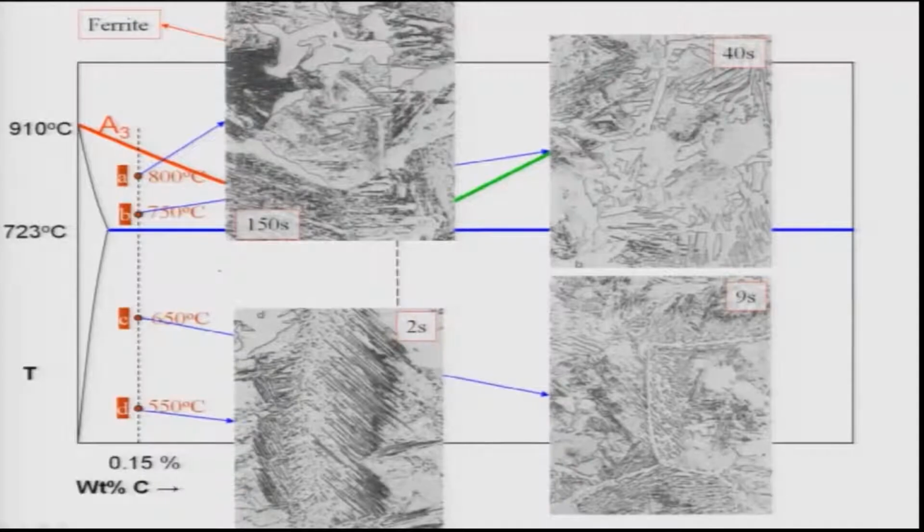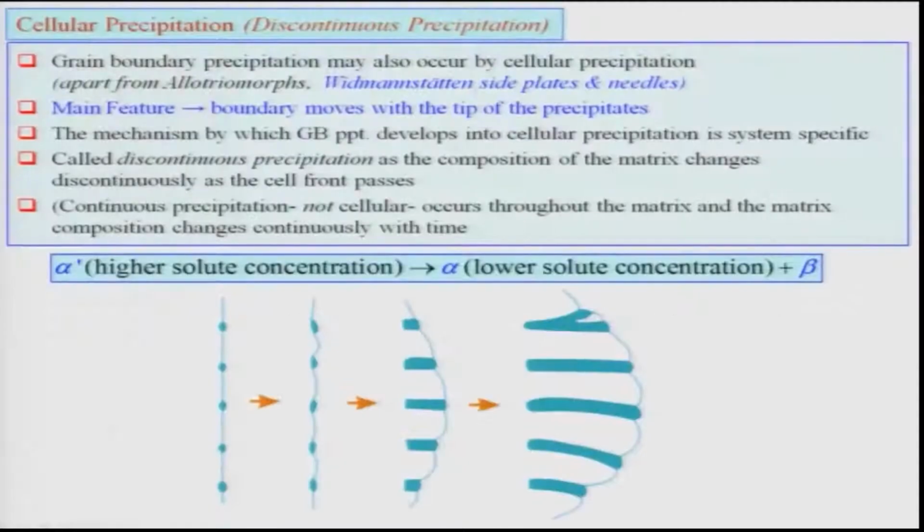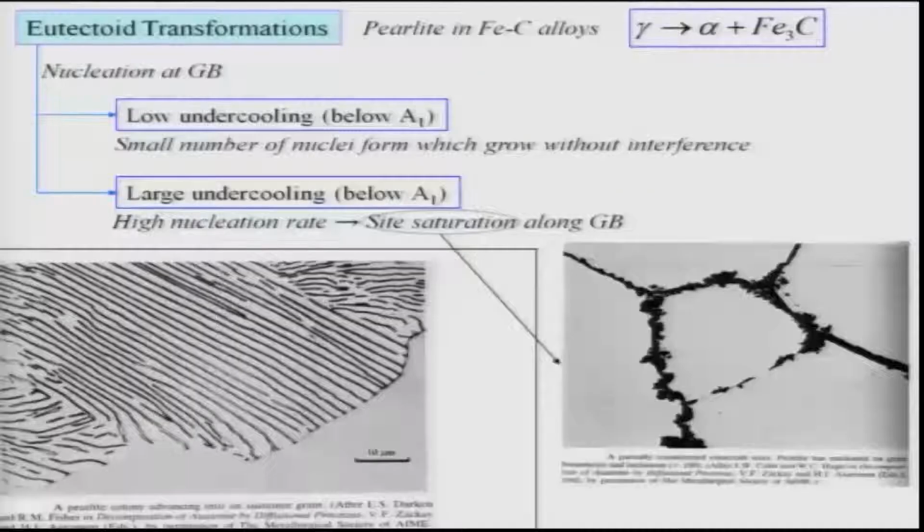Okay, so let me just explain to you how the transformation actually happens. Obviously, this is the classic microstructure which is normally shown in the books. This is taken from the book by Darken and Fisher, on decomposition of austenite by diffusional processes.